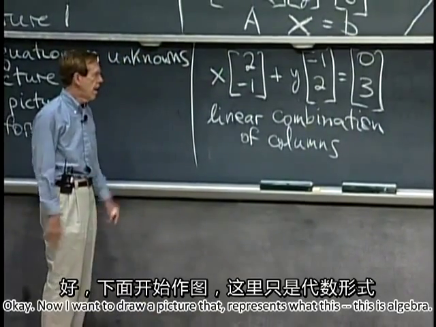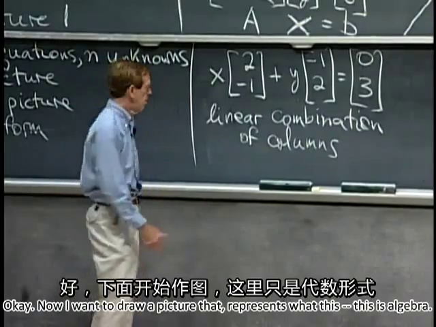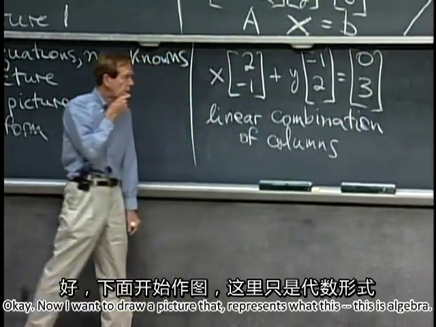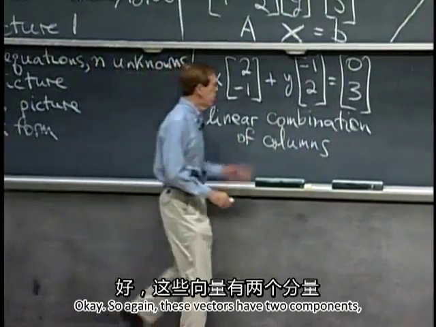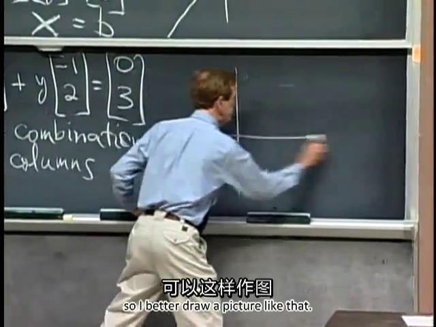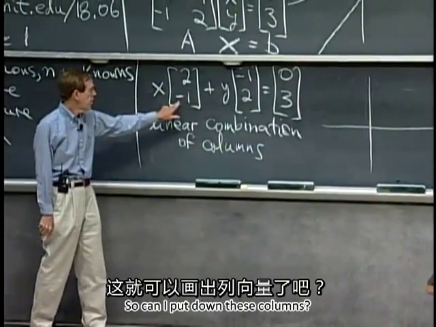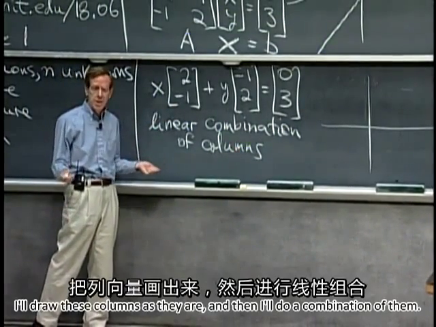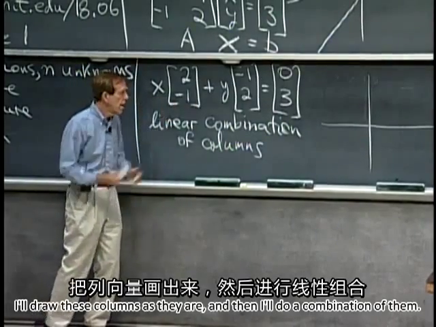Okay. Now I want to draw a picture that represents what this is algebra. What's the geometry? What's the picture that goes with it? Okay. So again, these vectors have 2 components, so I better draw a picture like that. So can I put down these columns? I'll draw these columns as they are, and then I'll do a combination of them.